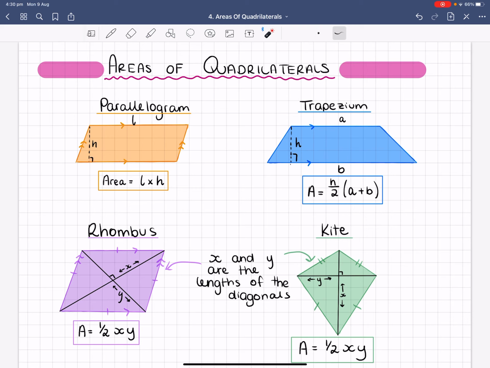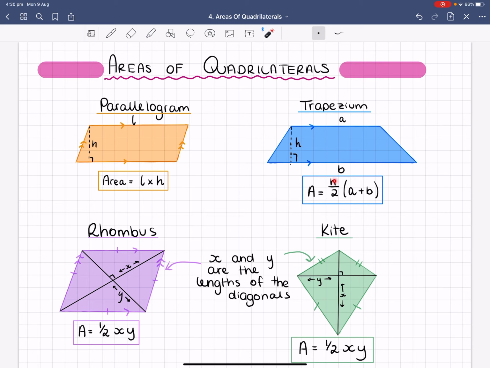Now the reason why this is so is because imagine that you can chop this triangle off and move it over here. That would give us a rectangle. So then the area of the parallelogram would be the length times that perpendicular height, which is there.